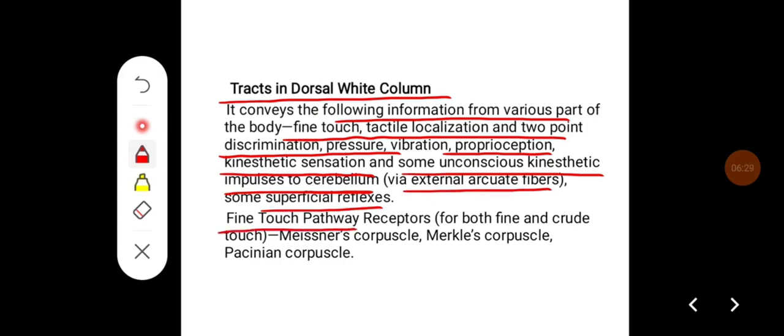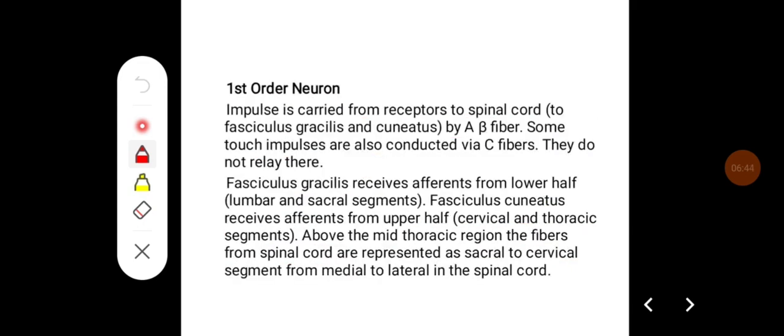Fine touch pathway. In the fine touch pathway, the receptors for both fine and crude touch are Meissner's corpuscles, Merkel's corpuscles, or Pacinian corpuscles. The first order neurons carry the impulses from the receptor to the spinal cord by the fasciculus gracilis and cuneatus by A beta fibers. Some touch impulses are also conducted via C fibers, but they do not relay there.